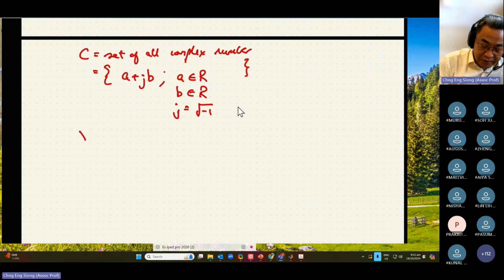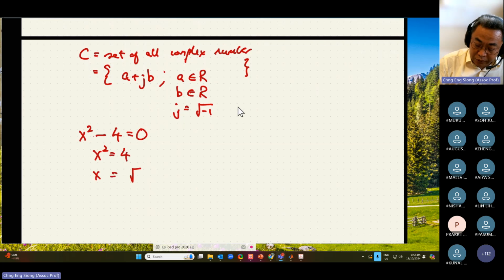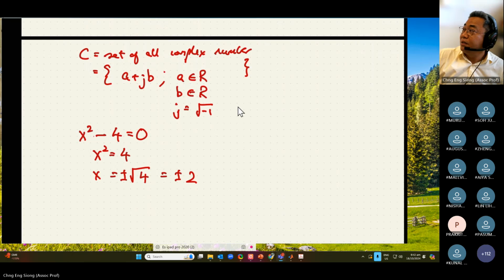And then the answer is this. Let's have the simplest answer. When we say x squared minus 4 equals 0, therefore x squared equals 4, therefore x equals the square root of 4. The answer is plus or minus 2. Okay, guys? Then everybody's happy. We still do not need it.